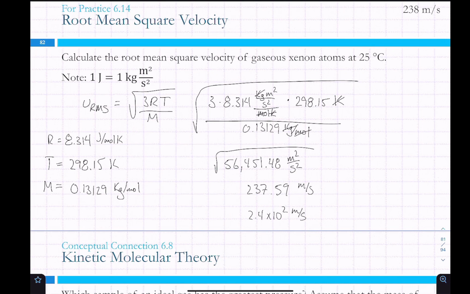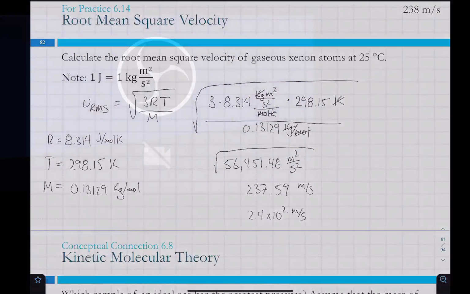Right, so we can calculate the speed of these particles, and that's in meters per second. How fast is 240 meters per second? That's about 536 miles per hour.